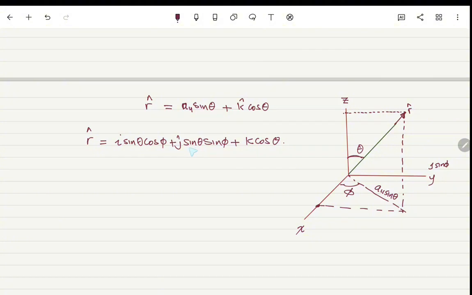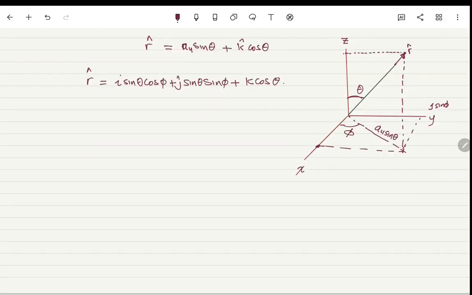Now, the sine theta comes from the component of r hat in the xy plane. The cosine phi is the intercept with the x-axis, and sine phi is the intercept with the y-axis. So this is r hat. Now, let's find theta hat.